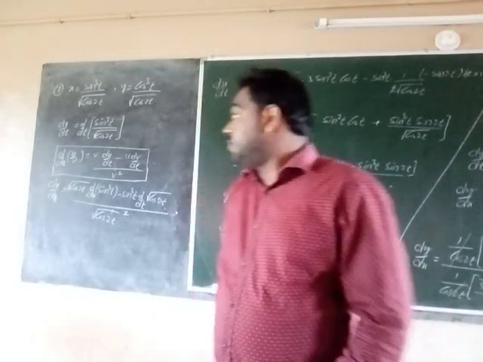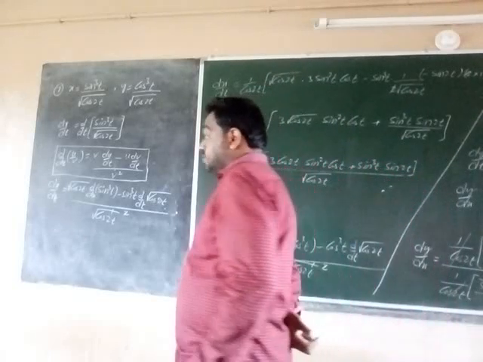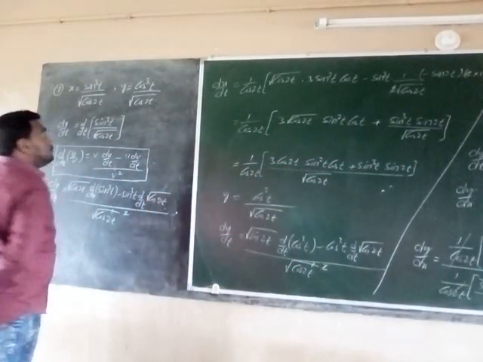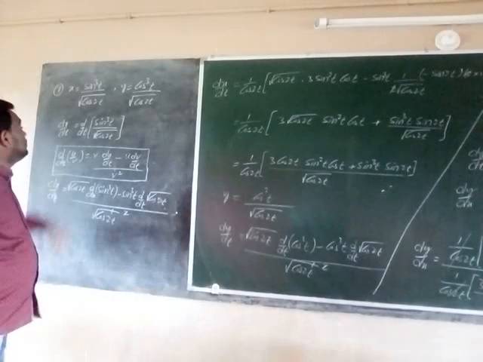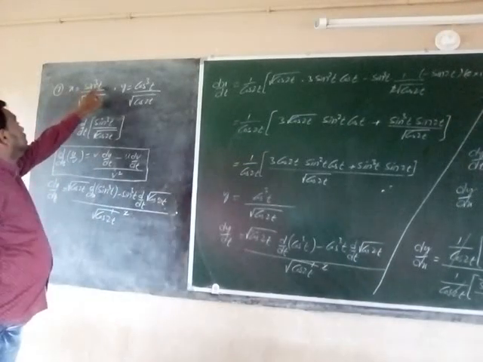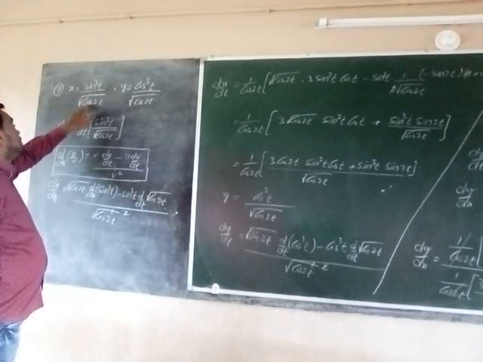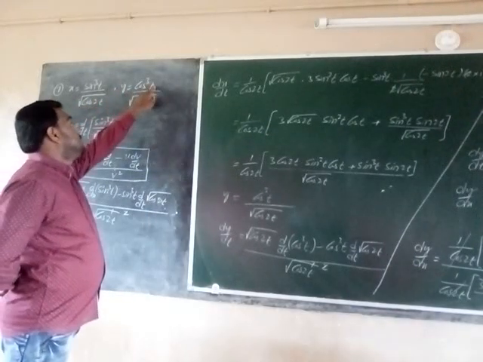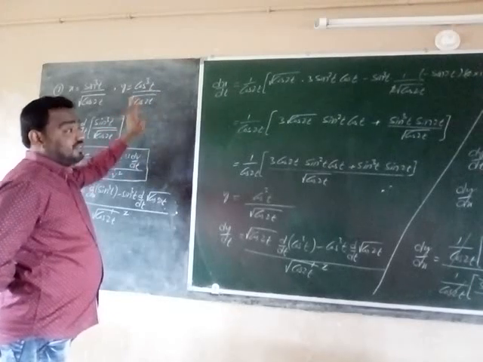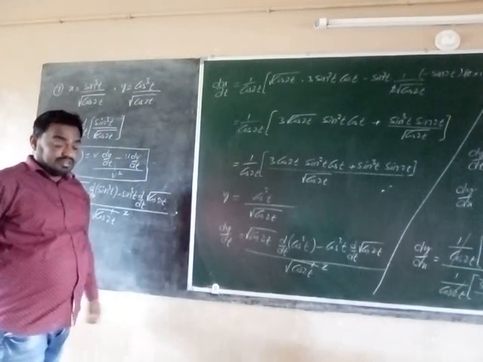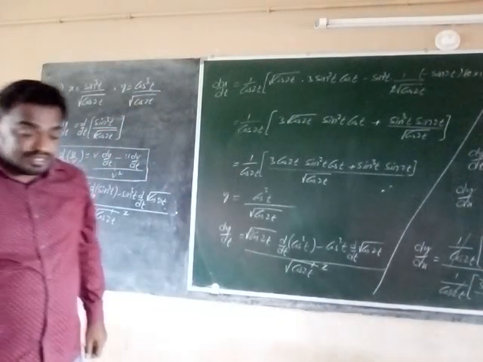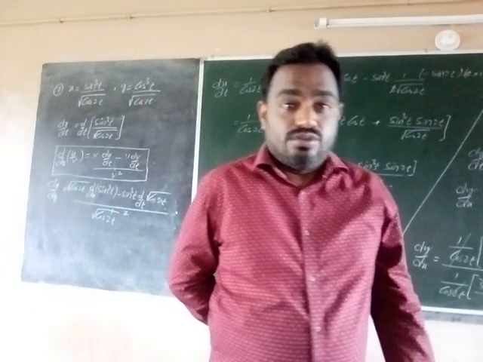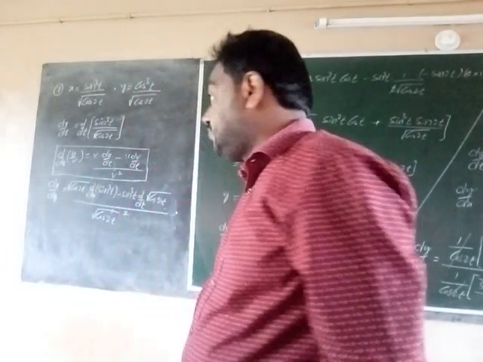In exercise 5.6, seventh question. The question is: find dy by dx if x is equal to sin cube t by square root of cos 2t, comma, y equal to cos cube t by square root of cos 2t. This one derivative we need to find. It is a lengthy question, so watch carefully.